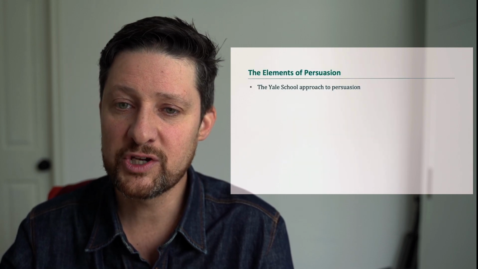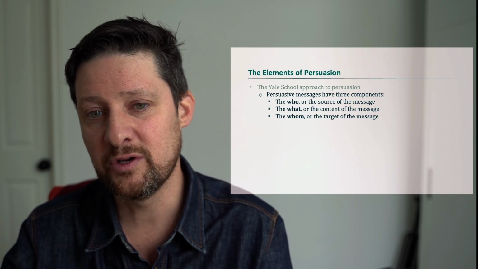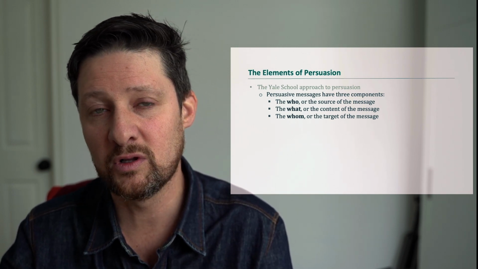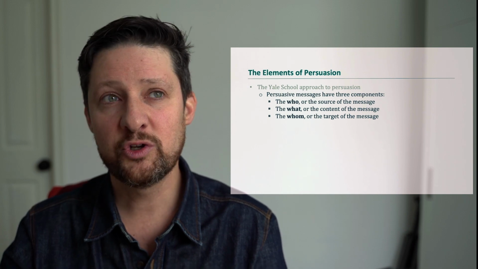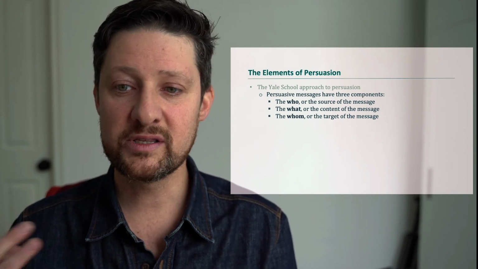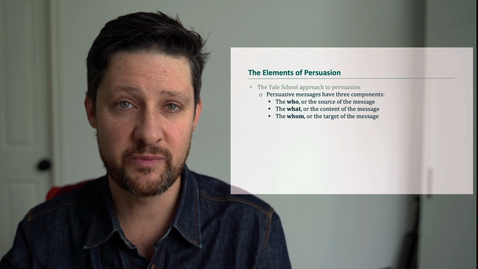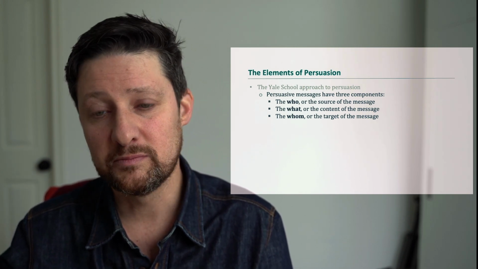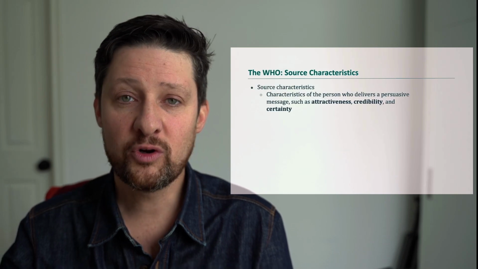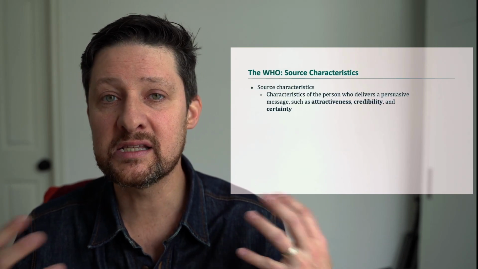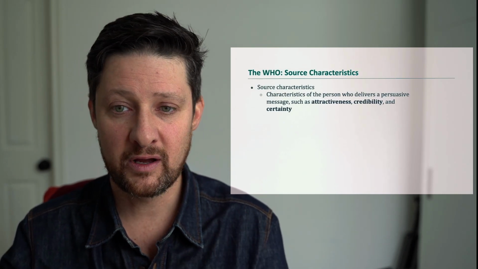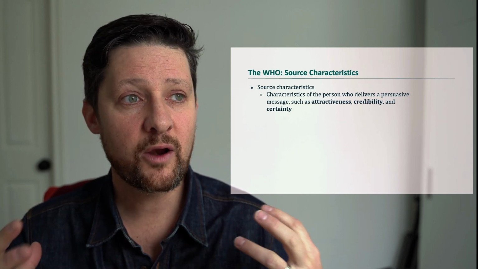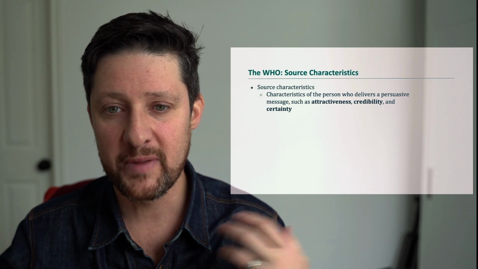So, the elements of persuasion. Another model that is used to look at persuasion is the Yale School approach to persuasion, which looks at the three components of a persuasive message. They'll look at the who, the what, and then the whom. And so the who is the source: who is it listening to? Where is the message coming from?